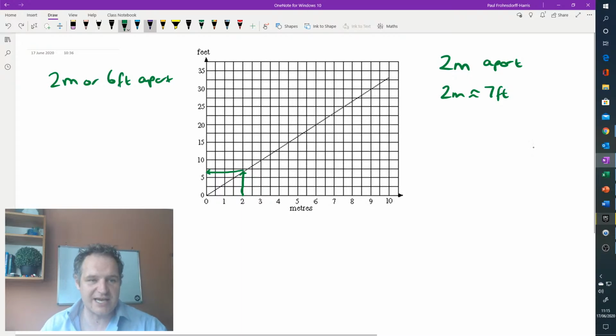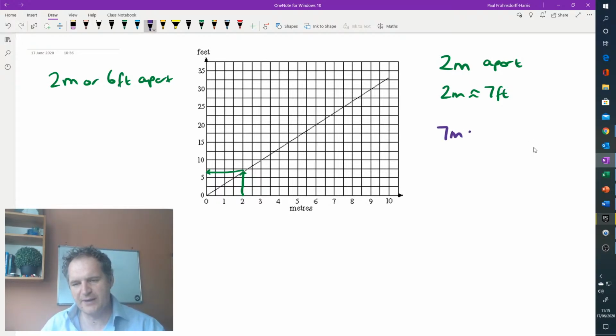What we can do is the same idea as we had before. What would 7 metres be? You can pause the video and see if you can work it out. What would 18 feet be? Pause the video and work it out. And just like before, what about 20 metres? Pause the video and work it out. I'm now going to show you, so if you haven't paused the video, that's your own fault.